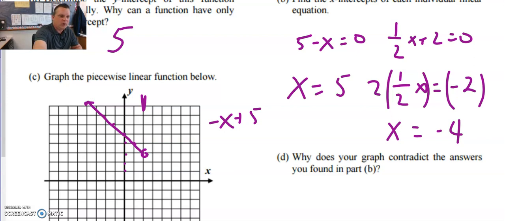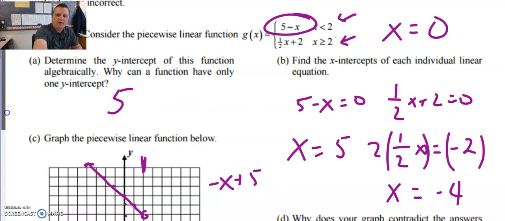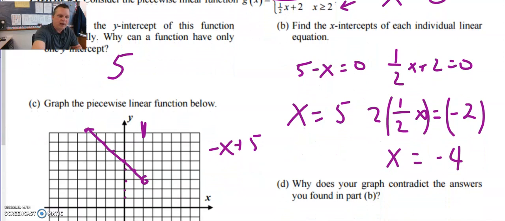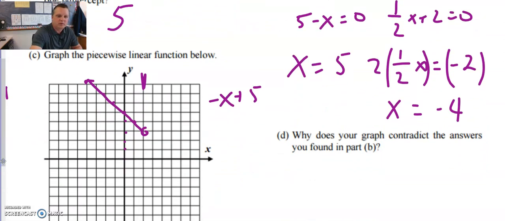Now, the next one is 1/2 x plus 2. So I'm going to find where 2 is. Okay, 2. All right, but I don't include this. So this is the y-intercept, and then the slope is 1/2. So up 1 over 2. Now I color this in. It's the same point, so you color it in. Up 1 over 2, up 1 over 2. So it picks up from here and goes like that. You can put in your graph, it's perfectly fine. Now it says, why does your graph contradict the answers you found in part B?